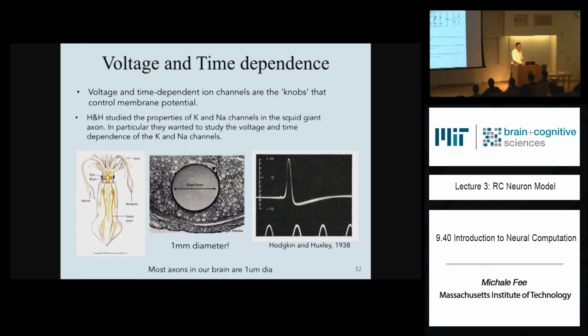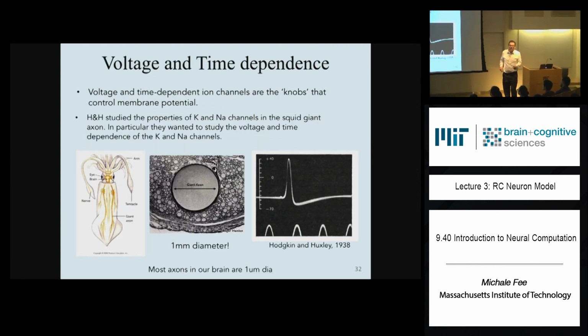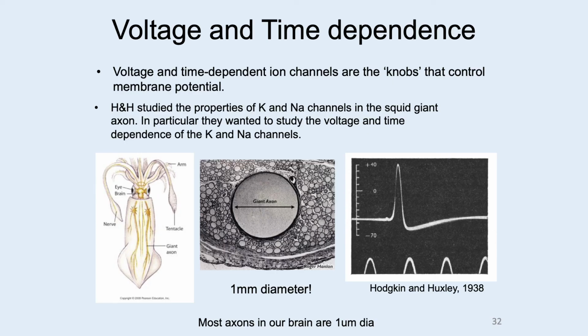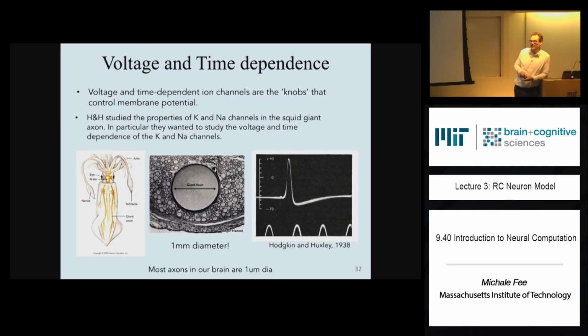All right, and next time, we're going to go through the process to derive the voltage dependence of those ion channels, the sodium and potassium ion channels, and the time dependence that explains how you get this action potential in a neuron. Okay? All right, so that's next Tuesday.